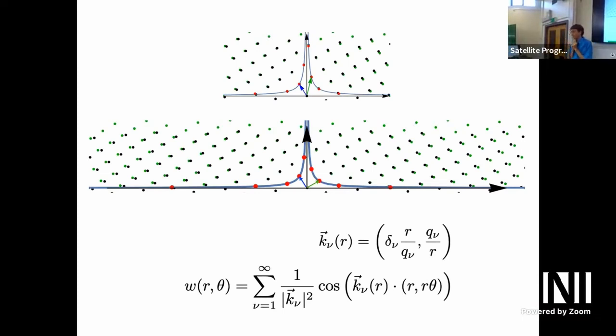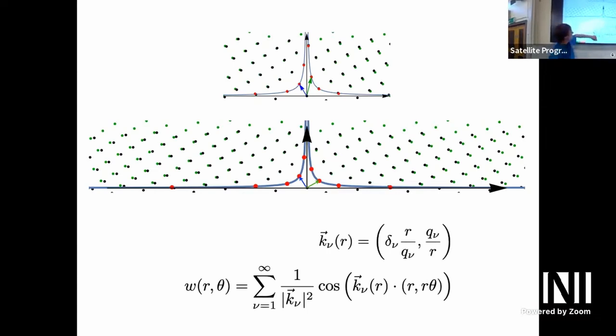I'm just going to propose a function that we're going to draw on the disk. And that function is just going to be proposed through its Fourier representation. It's just going to be like if we had periodic functions with wave vectors that are equal to the vectors from the origin to each of these red points. So we're going to take each of those red points as a vector. For each of these, we're going to take cosine of that vector times r theta. That's like the Fourier representation.